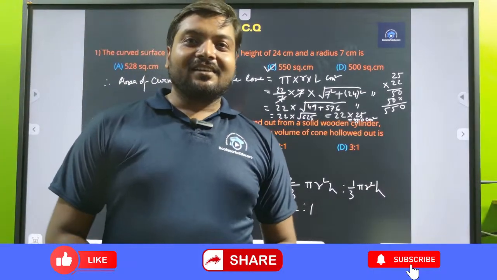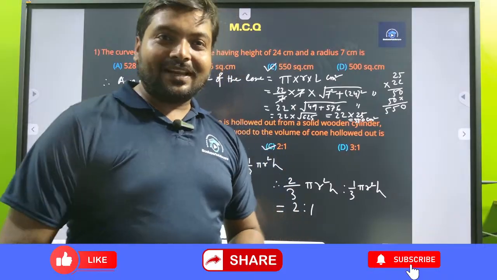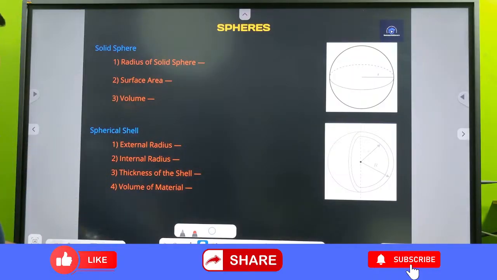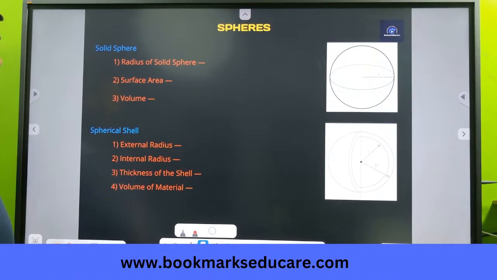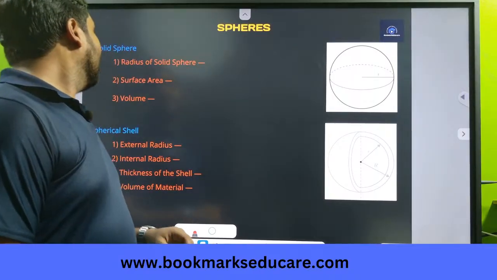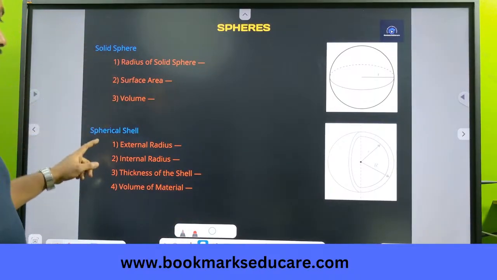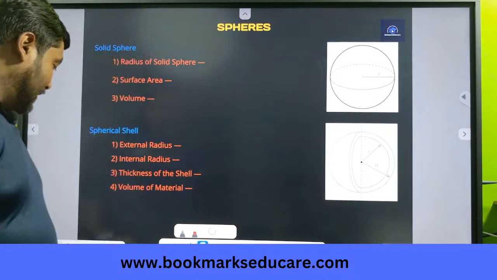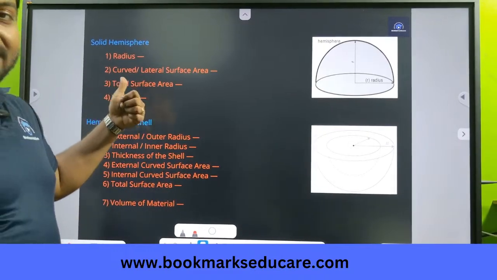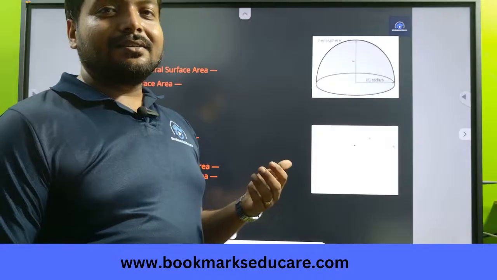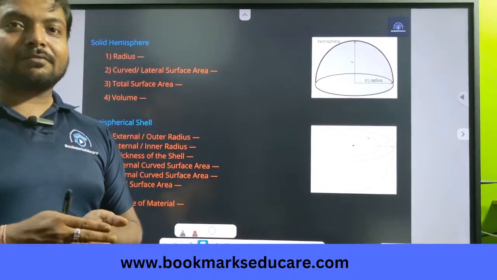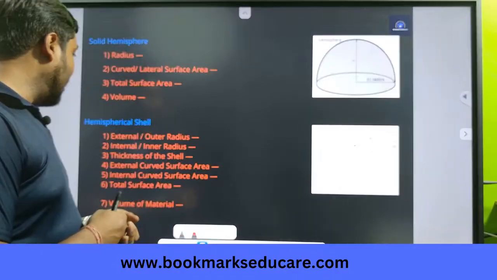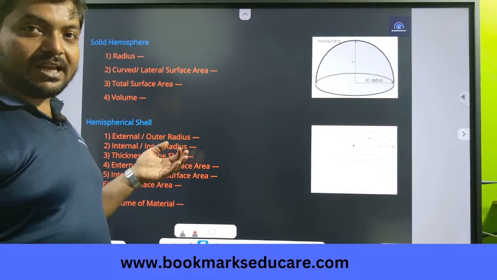Now let's move on to the next part, that is sphere. So in sphere there are actually 4 cases. There are 4 types of figures. First is solid sphere, then it's a spherical shell, that means it is hollowed from inside. The third one is the solid hemisphere, that means a solid sphere that is cut from the middle along the diameter. And the last one is a hemispherical shell.